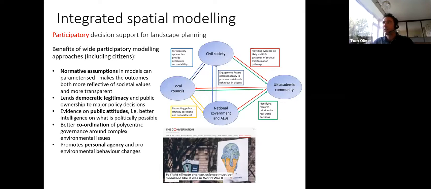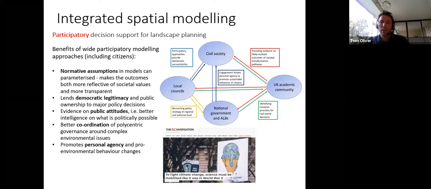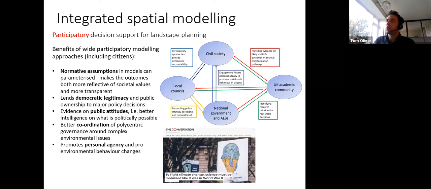In addition to having to bring together academia and government for that integrated spatial modelling, there's a really important need to include a range of other stakeholders as well. That's businesses, NGOs, but also civil society. Because in those models, there are normative assumptions. For example, if you've got an economic model, there's a discount rate. That's saying how much you value having something now versus having it in the future. And actually, that's a normative decision. You don't want that to be decided by a single economist in an office. It needs public dialogue.